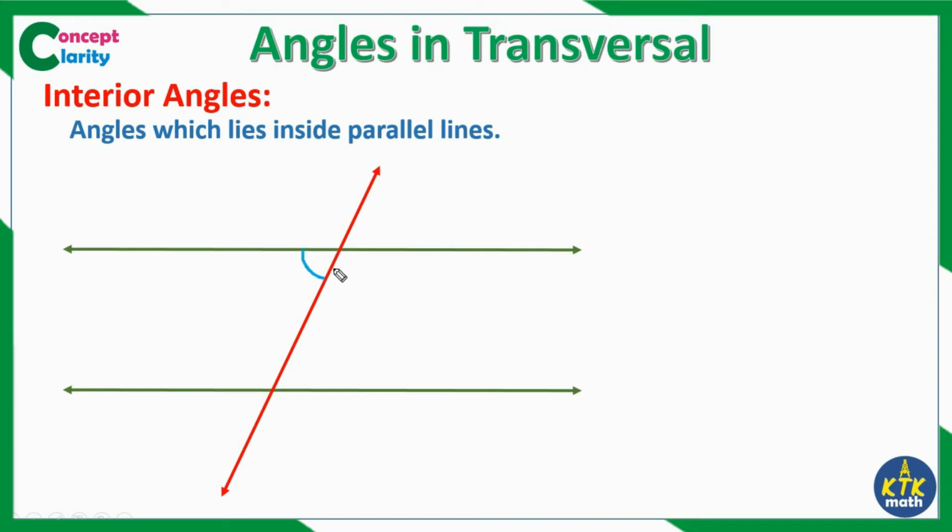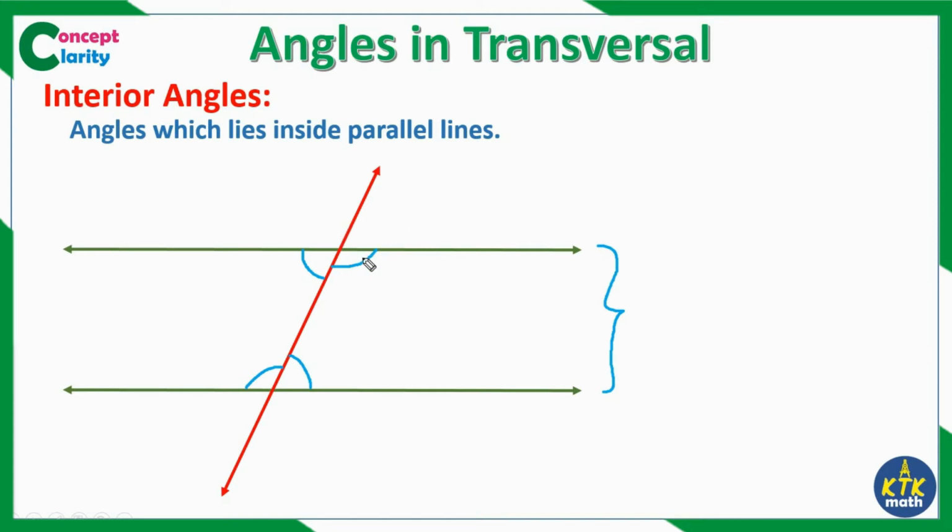I am drawing two angles here. Again, I am drawing two angles here. So these four angles lie in between the parallel lines. This is a parallel line, right? So these angles lie in between the parallel lines, so they are called interior angles. In the same way, angles which lie outside the parallel lines are called exterior angles. So whether an angle is interior or exterior is decided by the parallel lines only. The parallel lines decide whether the angles lie inside, that is interior, or outside, that is exterior.